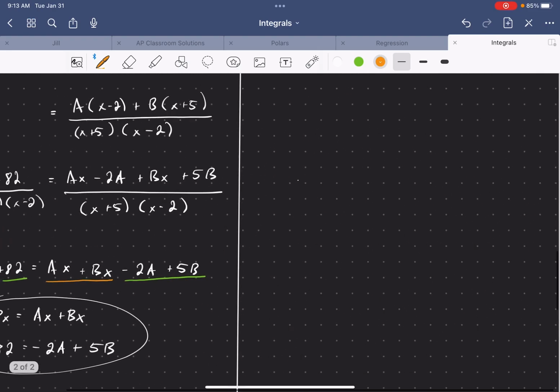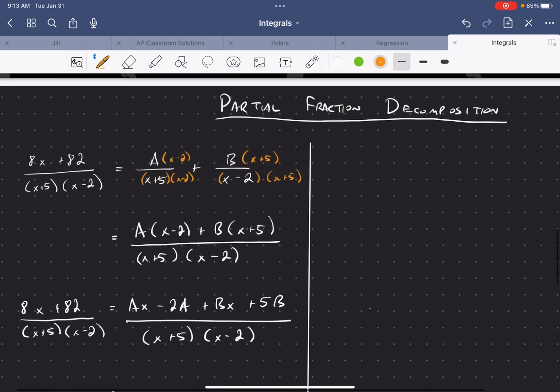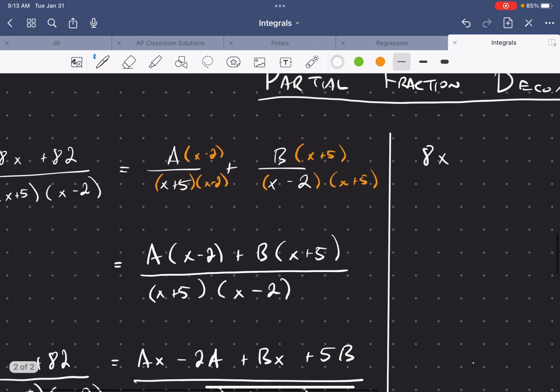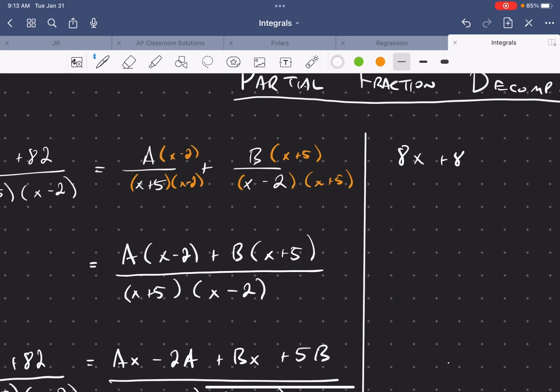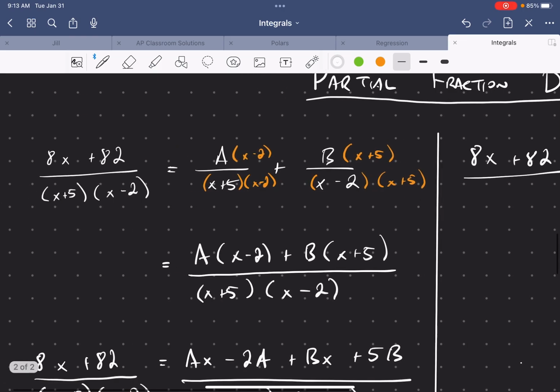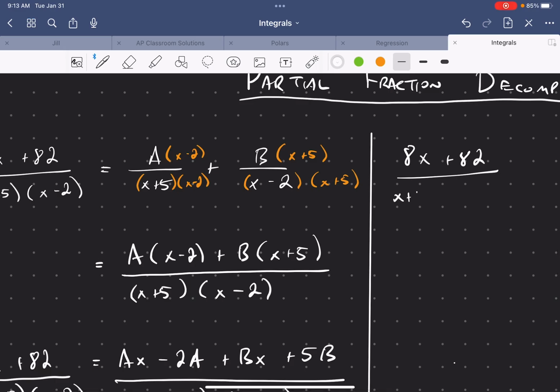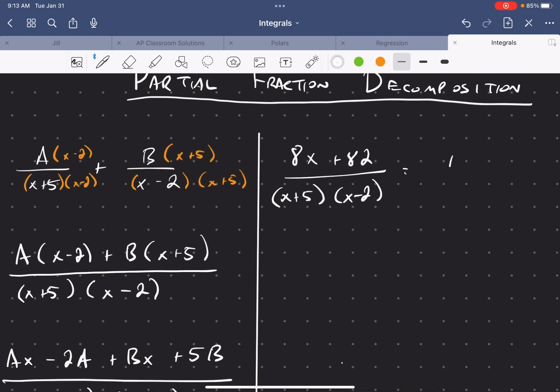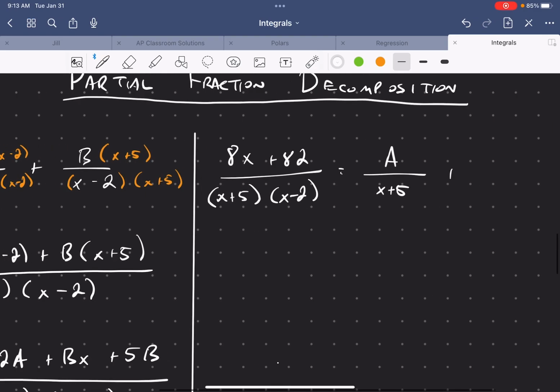Okay, so let's do this another way. I'm going to rewrite the original problem: (8x + 82) over (x + 5)(x - 2). And then we want this to be equal to some A divided by (x + 5) plus some B divided by (x - 2).